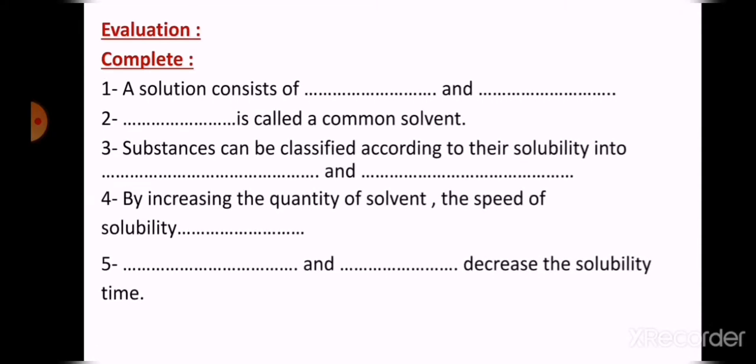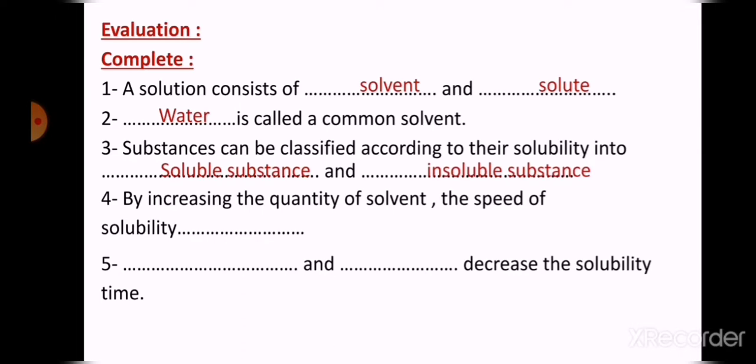Now let's solve this evaluation. Complete. Number 1. The solution consists of solvent and solute. Number 2. What is called the common solvent? Yes, the water. The water is called the common solvent because thousands of substances dissolve in it. Number 3. Substances can be classified according to their solubility into soluble substances and insoluble substances.